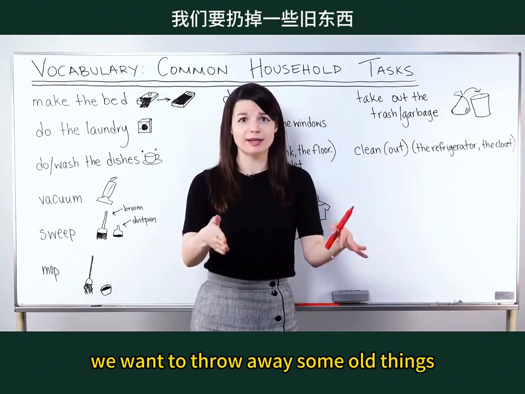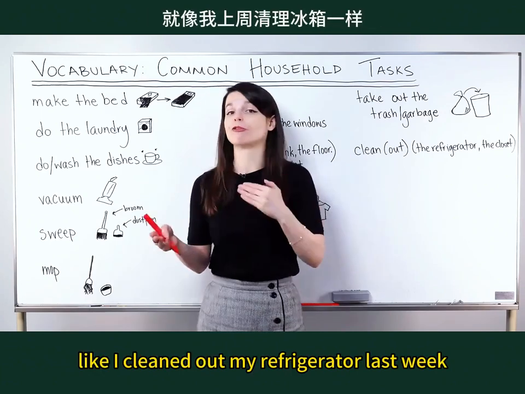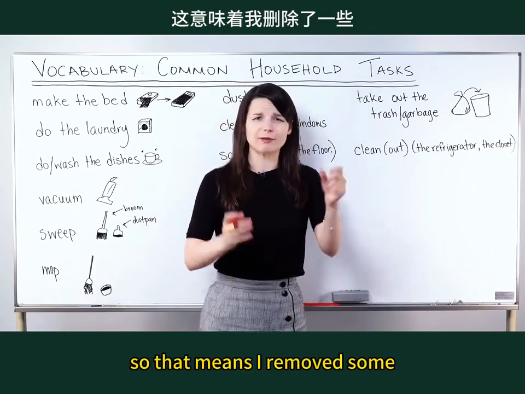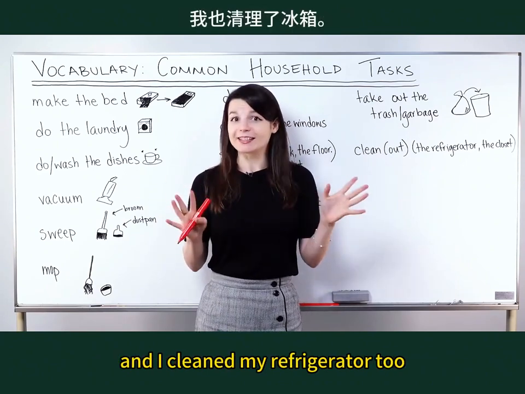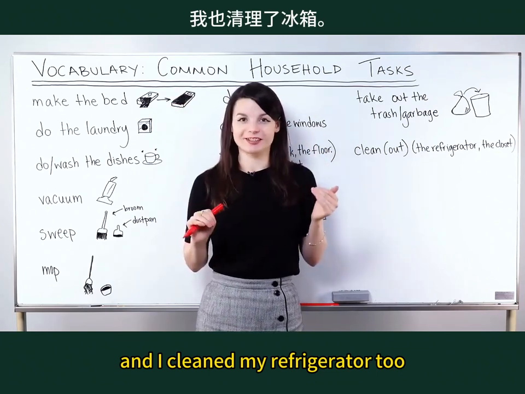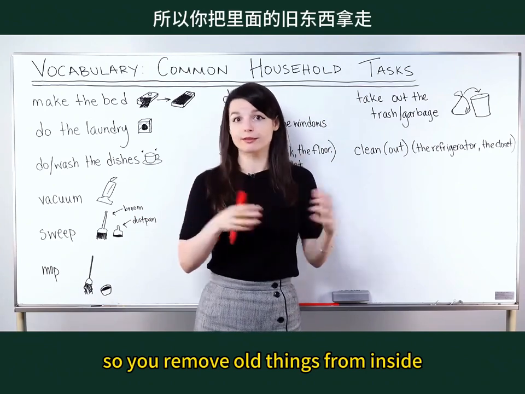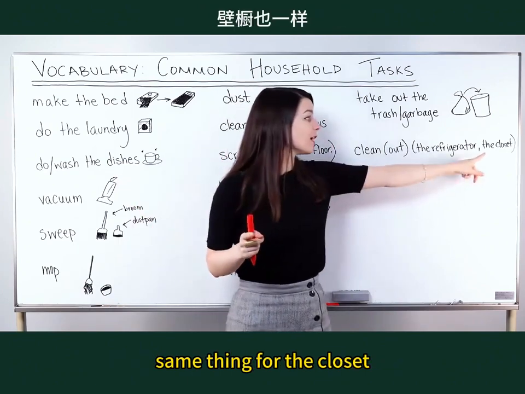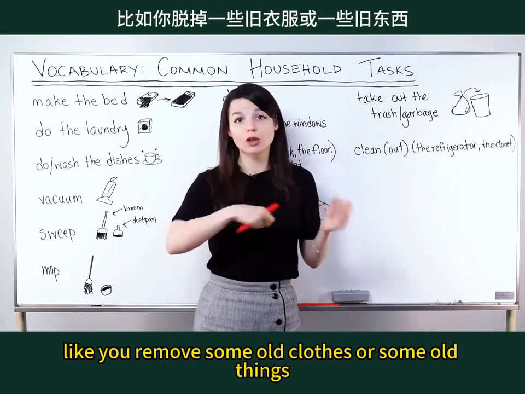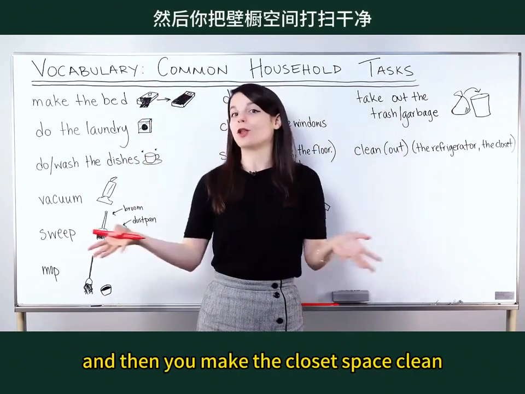Like I cleaned out my refrigerator last week. So that means I removed some old things from my refrigerator. And I cleaned my refrigerator too. So usually they're done at the same time. You remove old things from inside and then you make the space clean. Same thing for the closet. Like you remove some old clothes or some old things you want to throw away and then you make the closet space clean. So we use to clean out to refer to this.